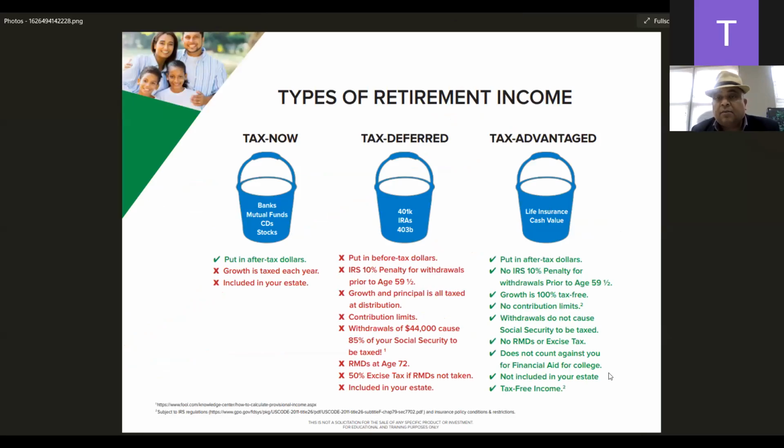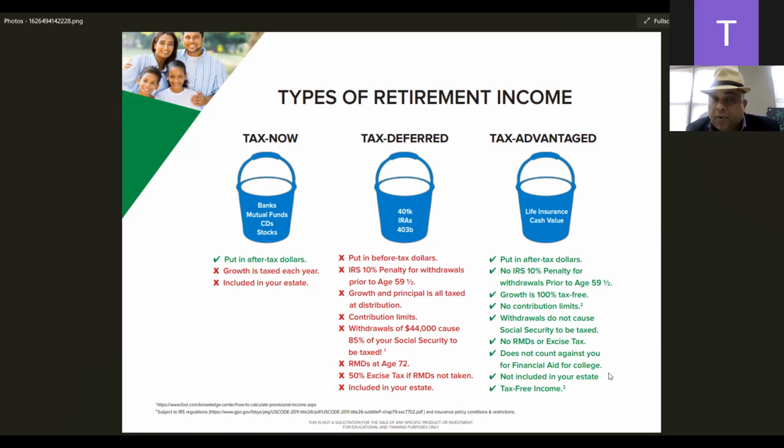So now, what is the IUL? IUL is a product created by insurance companies. In this you put after-tax dollars, so it's kind of similar to a Roth. Roth is a replica of the 401k IRS product, but in a Roth you put after-tax dollars. Same way in life insurance. Second thing, there is no IRS 10% penalty for withdrawals prior to age 59 because this product is uniquely designed by insurance companies. Technically you're putting money in insurance, so there is no penalty on it.